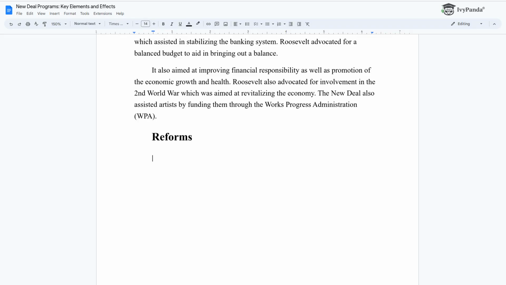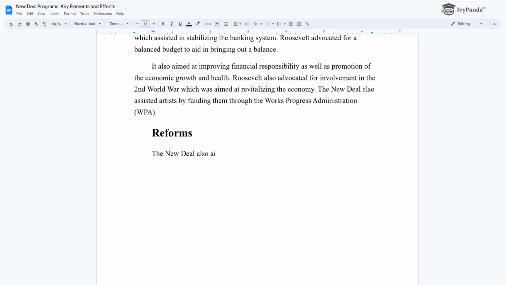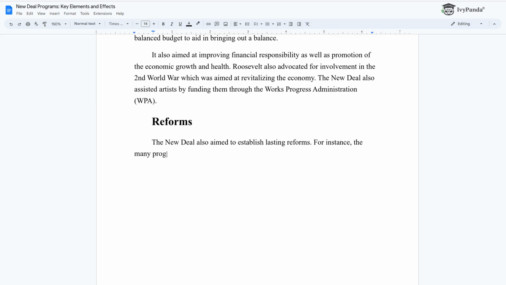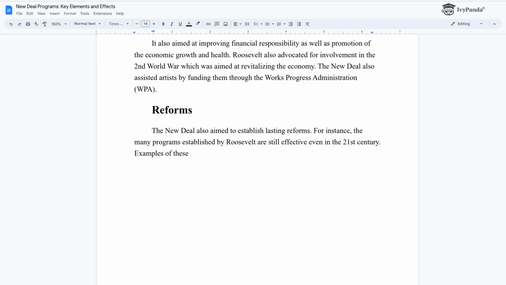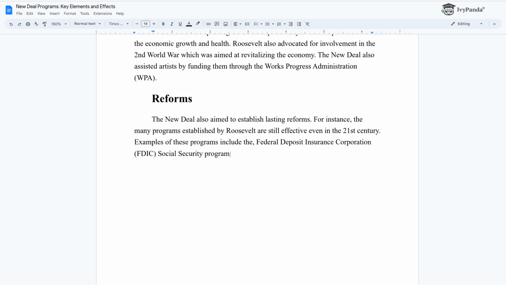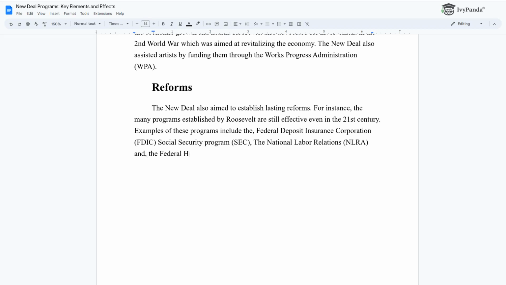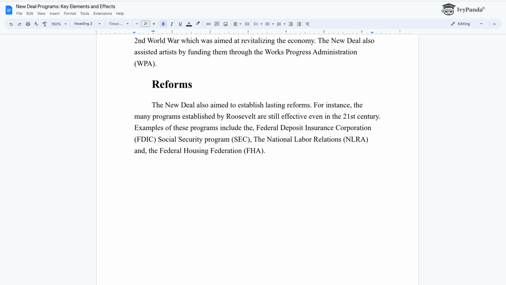Reforms. The New Deal also aimed to establish lasting reforms. For instance, many programs established by Roosevelt are still effective even in the 21st century. Examples of these programs include the Federal Deposit Insurance Corporation, FDIC, the Social Security Program, the SEC, the National Labor Relations Act, NLRA, and the Federal Housing Administration, FHA.